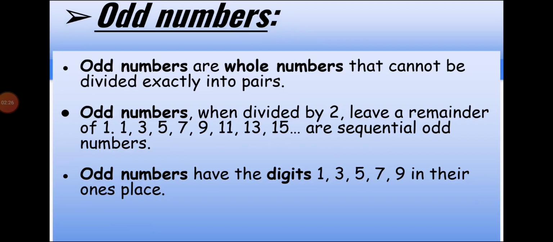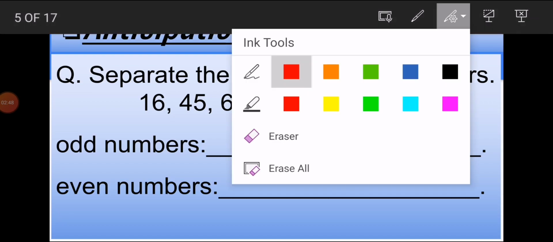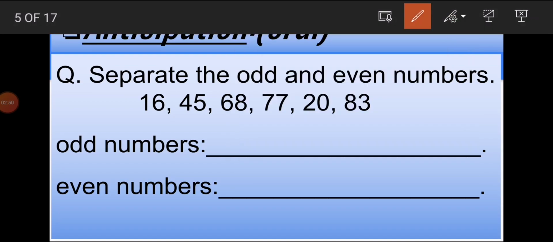So, here is the introduction of odd and even numbers. Now we are going towards our anticipation. Separate the odd and even numbers. Here is the number list, and we will check which number is odd and which one is even. And if the number is odd, we will write it in the odd numbers line. And if the number is even, we will put the number with the even numbers. So first we will put the place value on each number.